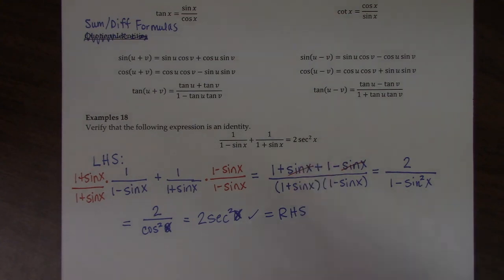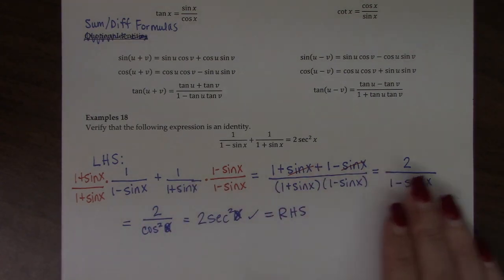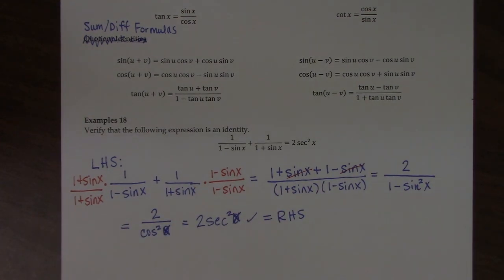Notice at no time did I copy down the 2 secant squared. At no time did I manipulate that. I started with one side, moved things around, did algebra until I turned it into the right side.